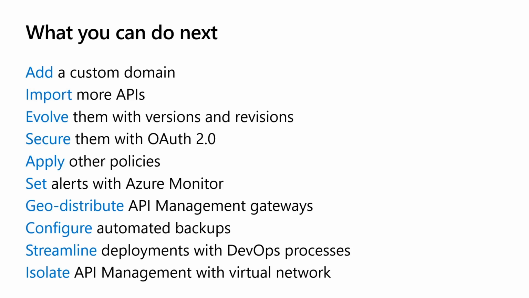You should also configure automated backups and streamline deployments of your API management service configuration changes with DevOps processes. This will also allow you to create multiple environments such as development environment, testing environment, production environment, or even more of them. And lastly, you can isolate API management with private networking features.